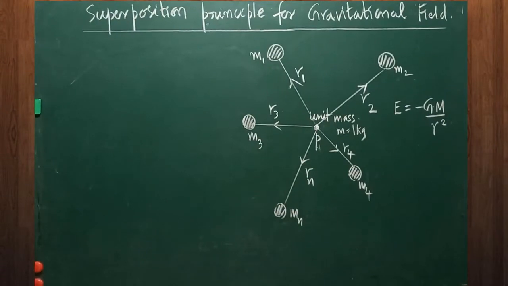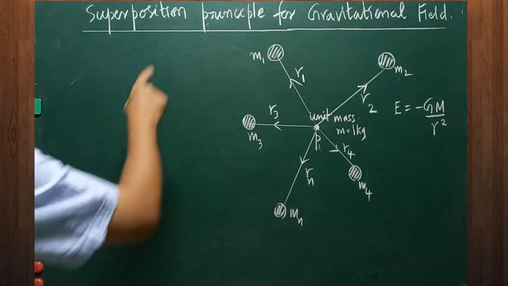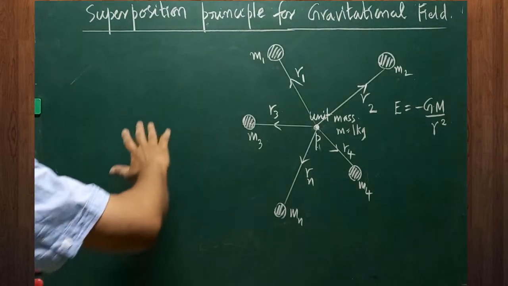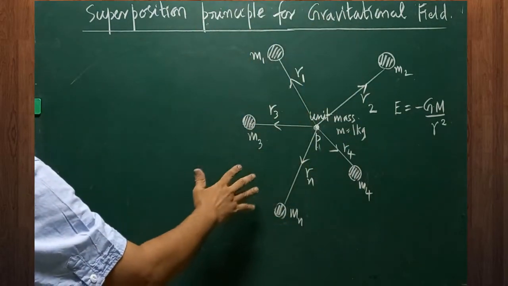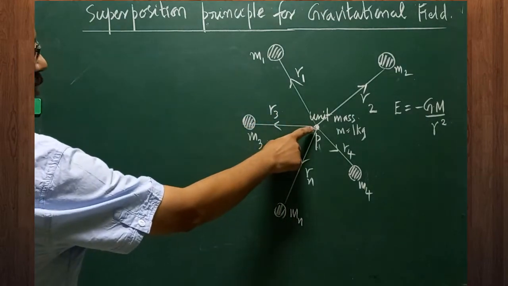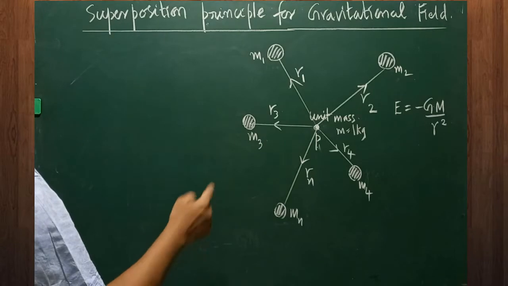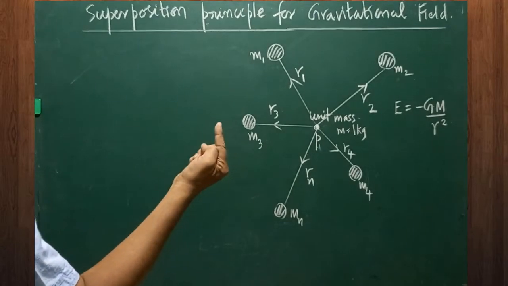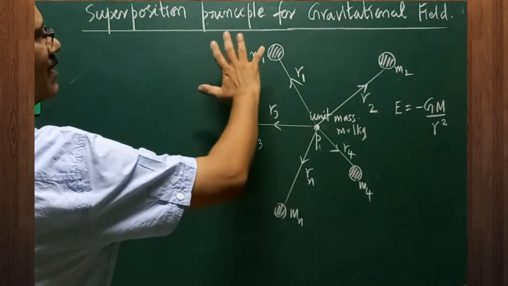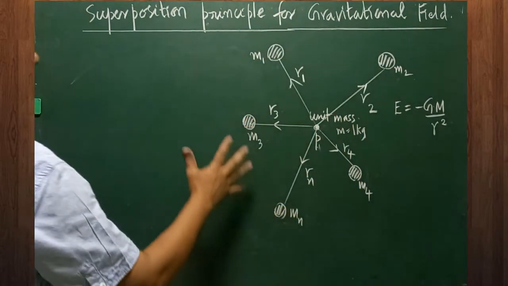Now we are going to learn the superposition principle for gravitational field. Imagine the space within which a point P is taken. There, one unit mass is placed. That unit mass value can be taken as 1 kg.